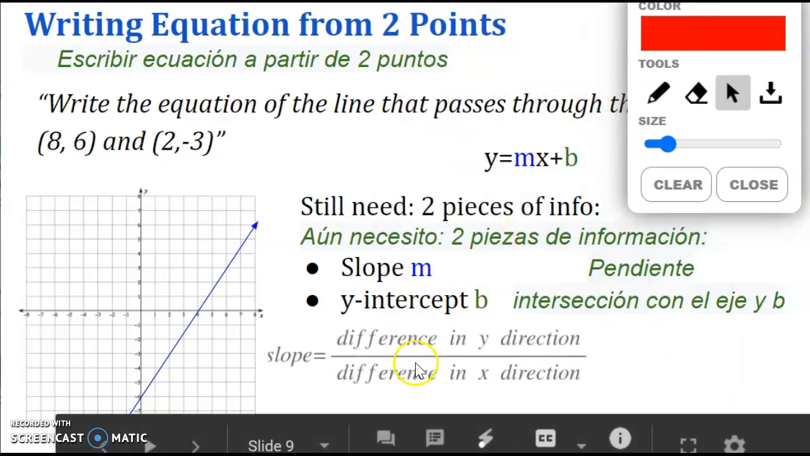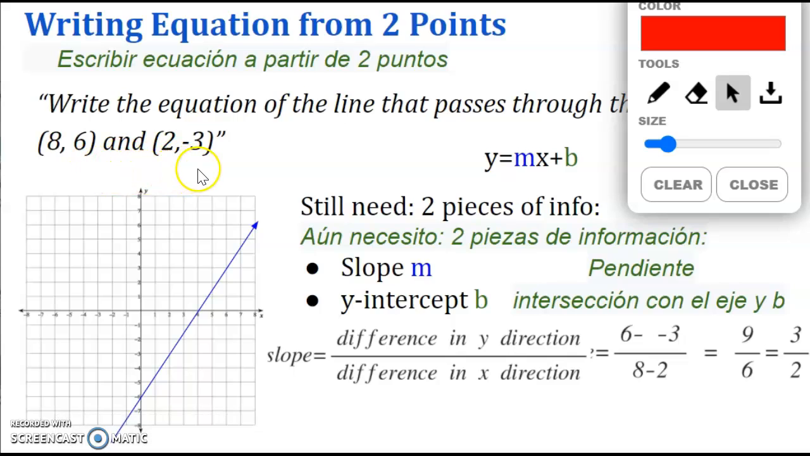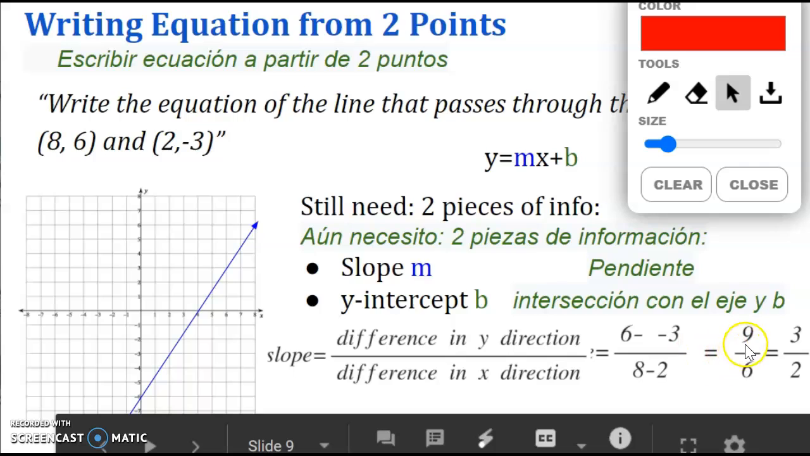All right, so what do we need to do? Well, slope is going to be the difference in the y direction over the difference in the x direction. The second numbers are the y numbers. So the difference between these, we're going to start with the first number, 6 minus negative 3, which is 6 plus 3, so it becomes 9. 8 minus 2 is 6. So 9 divided by 6 is 3/2.